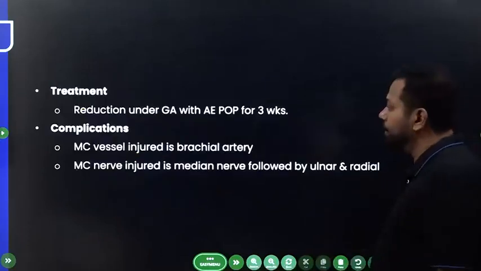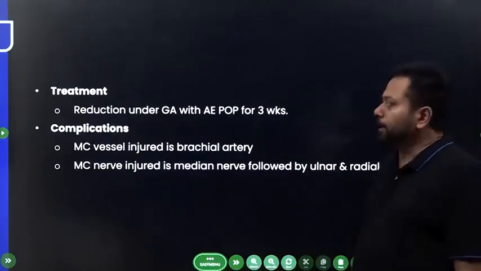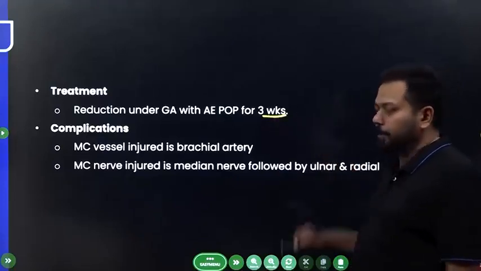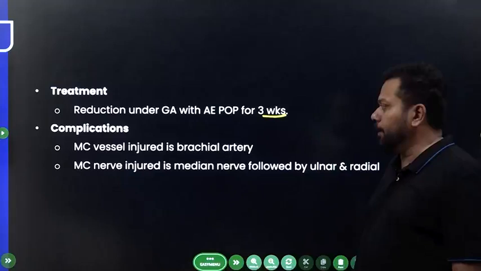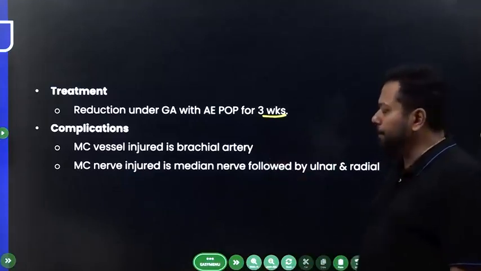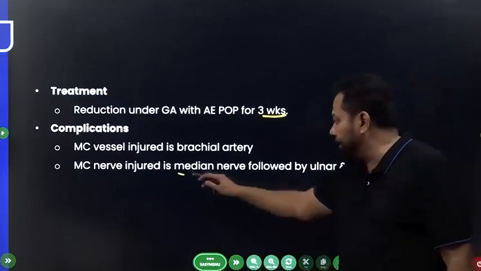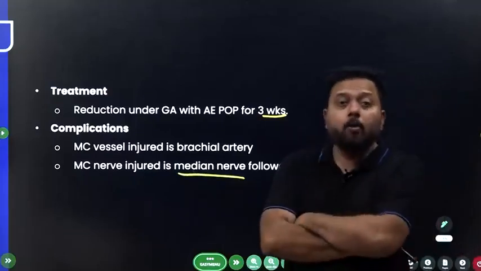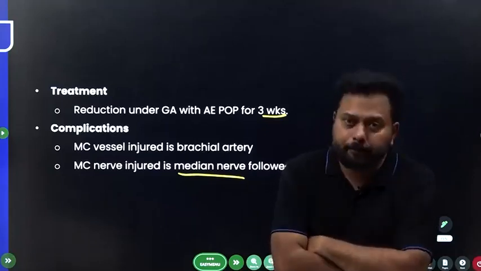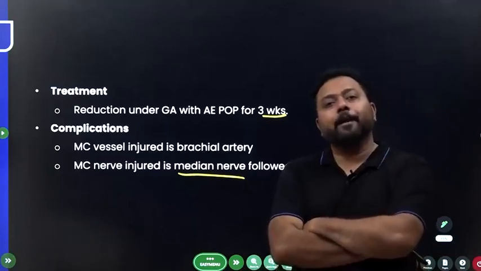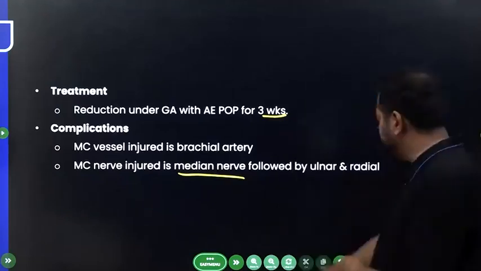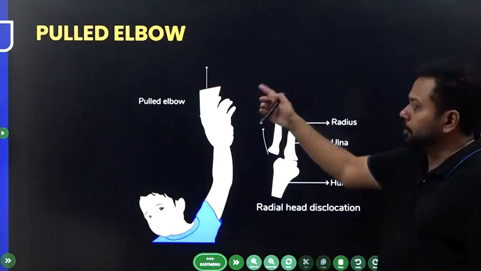Treatment is very difficult. If it is simple elbow dislocation, reduction under general anesthesia, above elbow POP slab for 3 weeks is the treatment of choice. Most common vessel that is injured is brachial artery. Most common nerve that is damaged in elbow dislocation is directly the median nerve. The difference, dear friends: most common nerve that is damaged with supracondylar fracture is anterior interosseous branch of median. Most common nerve that is damaged in elbow dislocation is directly the median nerve. Okay, that's the difference.